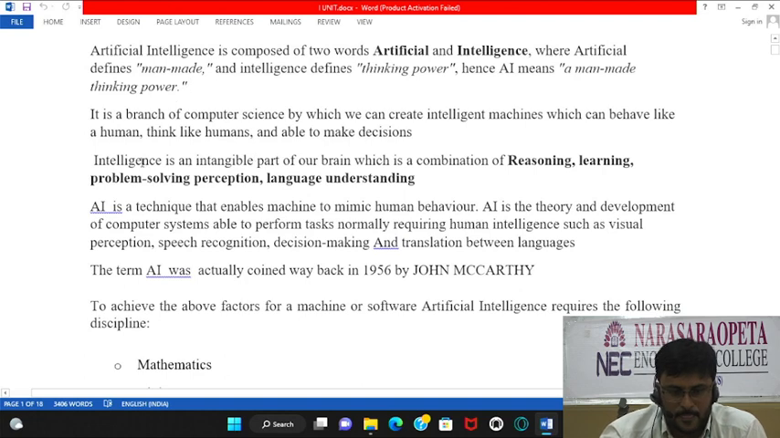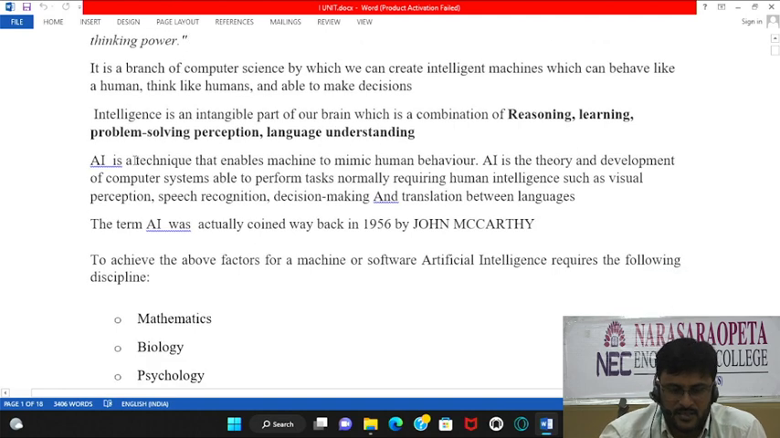Intelligence is an intangible part of our brain, which is a combination of reasoning, learning, problem solving, perception, and language understanding. AI is a technique. Another definition: AI is a technique that enables machines to mimic human behavior. What the human is doing, the machine does the same.